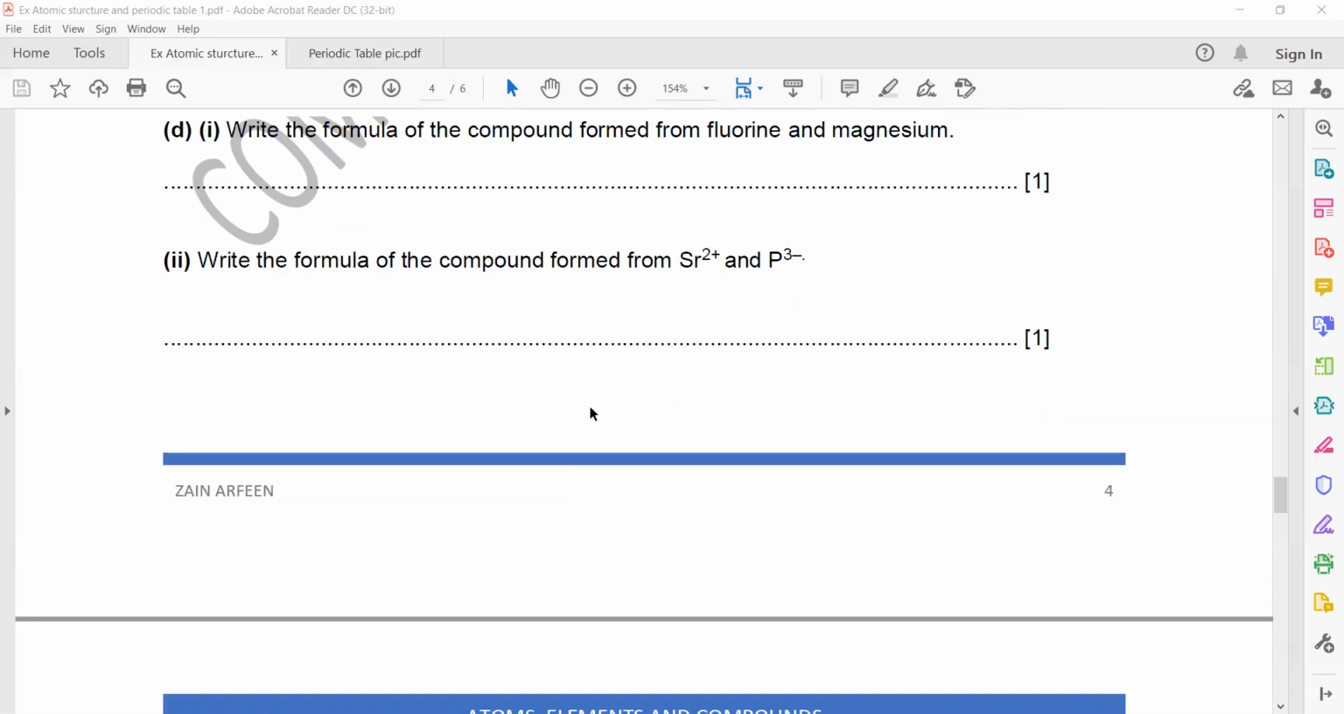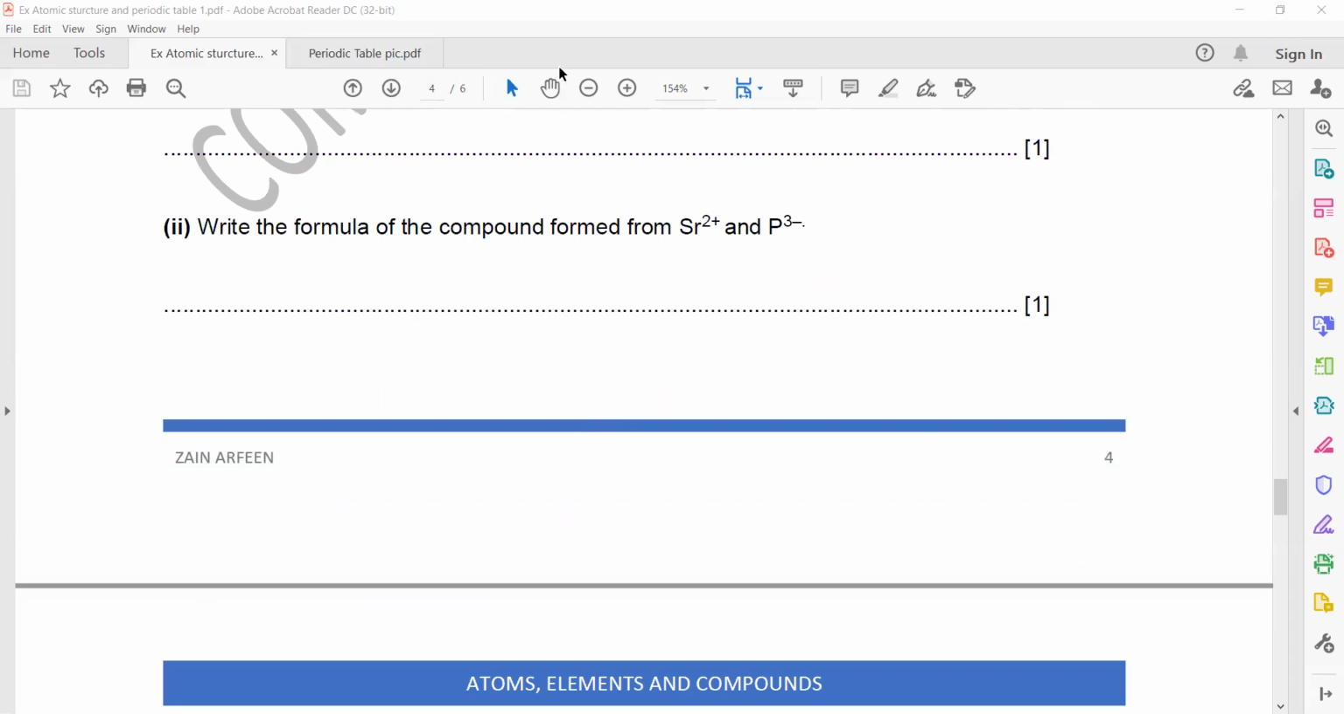Then write a formula for the compound formed when strontium reacts with phosphorus. They already give you the valency, so they simplify the question for you. One is plus 2, another one is minus 3. So the 3 will come with strontium and the 2 will come with phosphorus. So Sr3P2 will be the chemical formula.